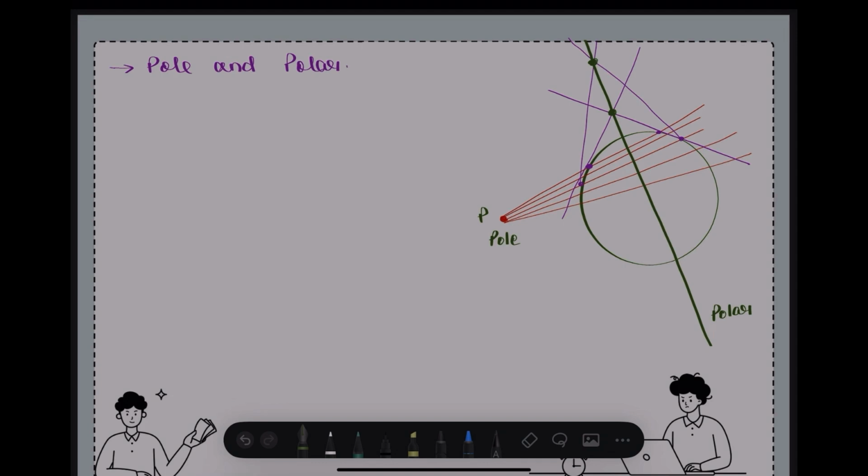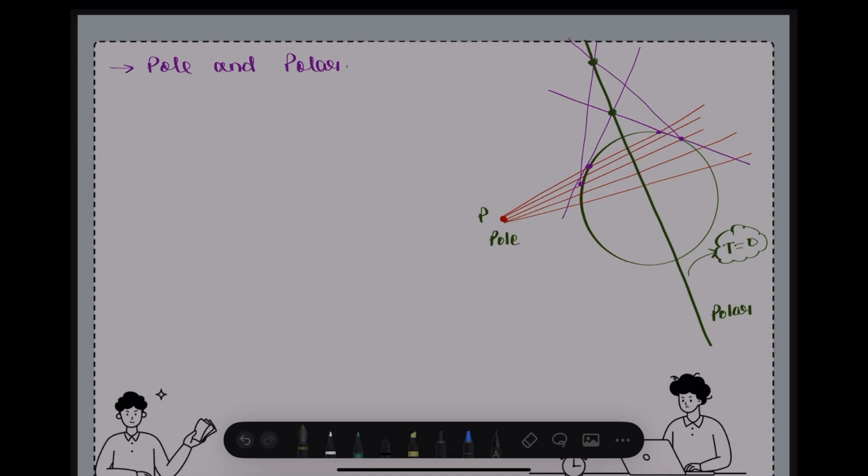Okay, polar of a point. So how will we get this equation? You will get this equation by substituting T equals to 0. So the equation is T equals to 0. I hope you got the idea about what is pole and polar.